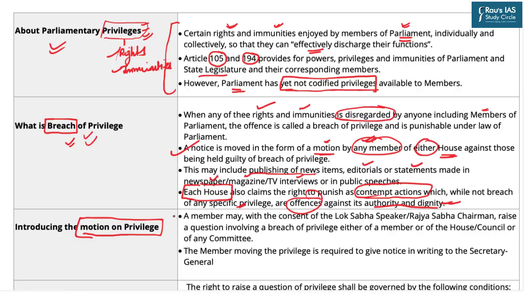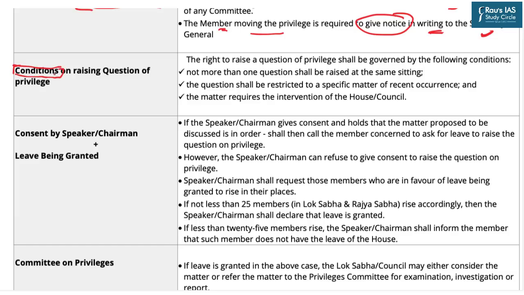This is what is called a privilege motion. As we have discussed, any member in any house may, with the consent of the chair, that is, in case of Lok Sabha we have the Speaker, and in case of Rajya Sabha we have the Chairman, raise a question involving a breach of privilege either of a member of the house or council or of any committee. And there are certain conditions also. The member who moves the privilege is required to give notice in writing to the Secretary General of that very house.